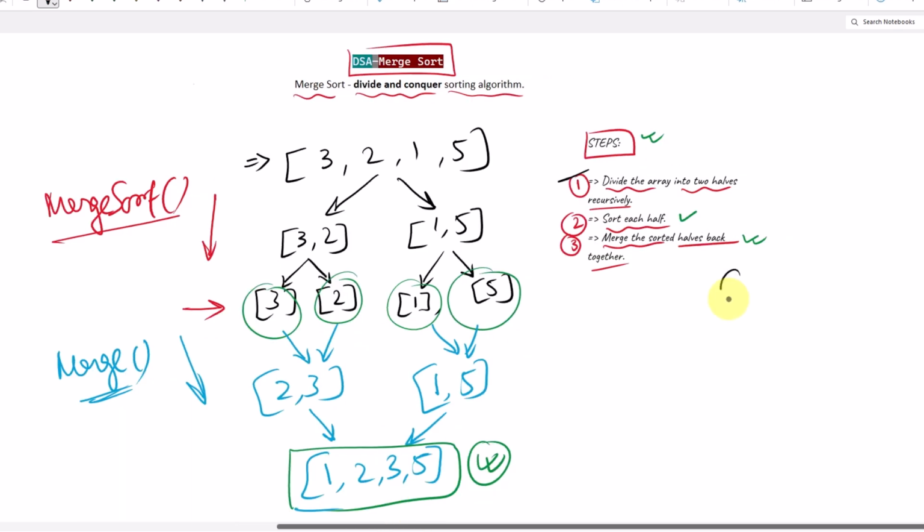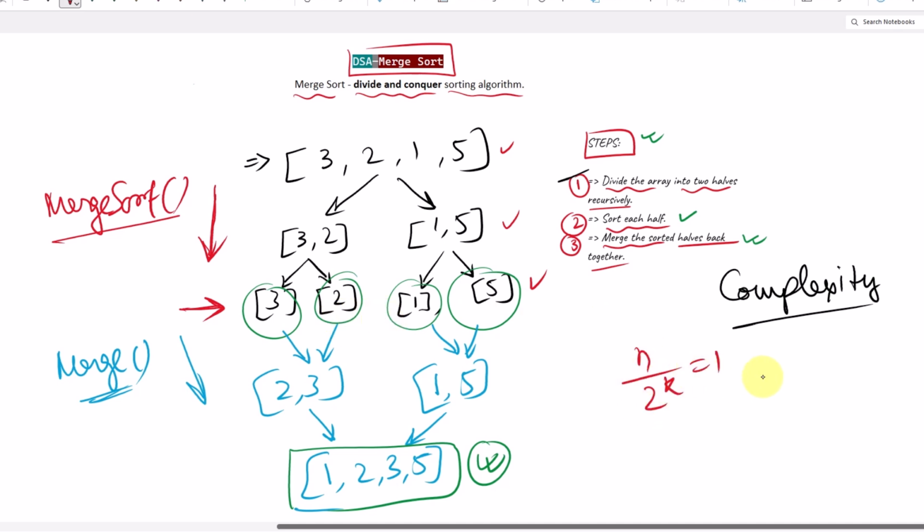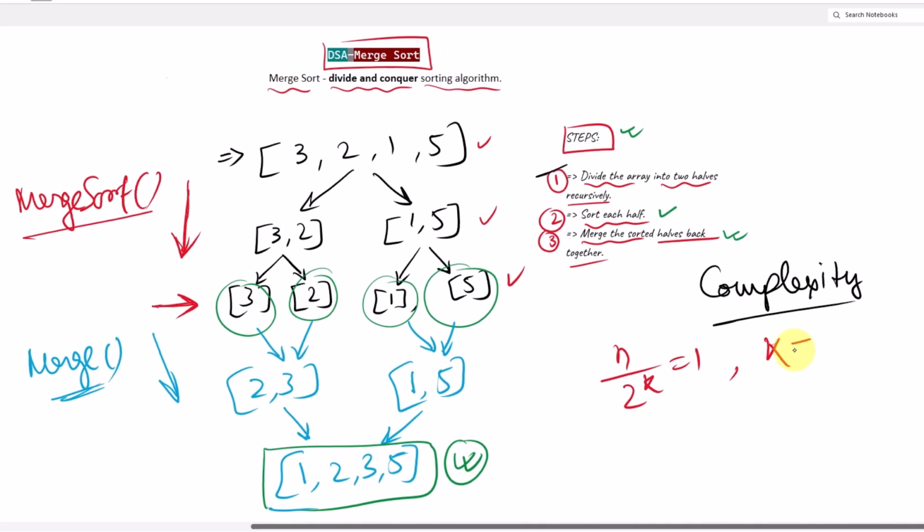So let's just calculate the time complexity of the merge sort. First of all, we divide the array into two halves recursively at each step until we have single elements. Because the array is divided at each level until we have single elements, that means n by 2 raised to the power k will be 1. So we can get the value of k, which will be log n base 2. So this is the complexity for the division.